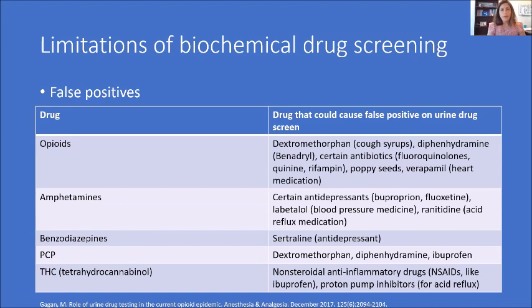Amphetamines, similarly, there's certain antidepressants, labetalol, which is a blood pressure medication, and ranitidine, which is an acid reflux medication. You see several other examples here which illustrate that there can be false positives based on really commonly prescribed drugs that people may or may not take the time to go into a person's history to determine whether they may be taking one of these medications.